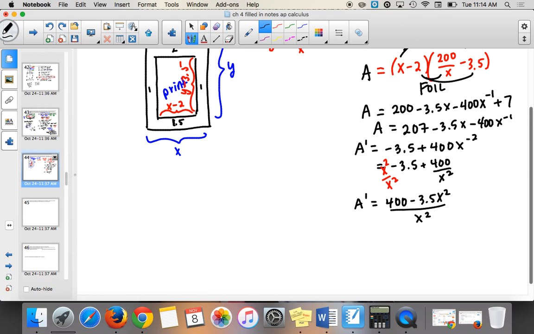All right, so here we go. Let's go ahead and find it. Set each piece equal to 0. So I'm going to have 400 minus 3.5x squared equals 0. And then x squared equals 0 gives x equals 0, right? So that's the first critical value. Now I'm going to do 400 divided by 3.5, and then take the square root. So I get x equals plus or minus 10.690.